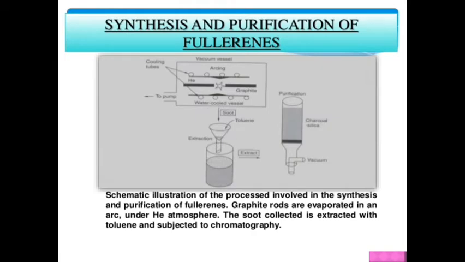Then synthesis and purification of fullerenes. Schematic illustration of the process involved in the synthesis and purification of fullerenes. Graphite rods are evaporated in an arc under helium atmosphere. The soot collected is extracted with toluene and subjected to chromatography separation. In the end we get a pure fullerene.